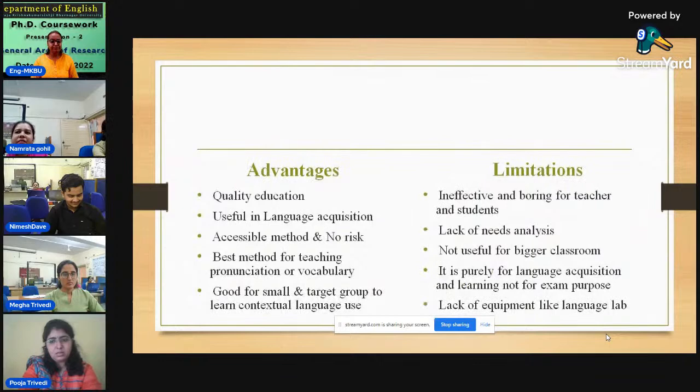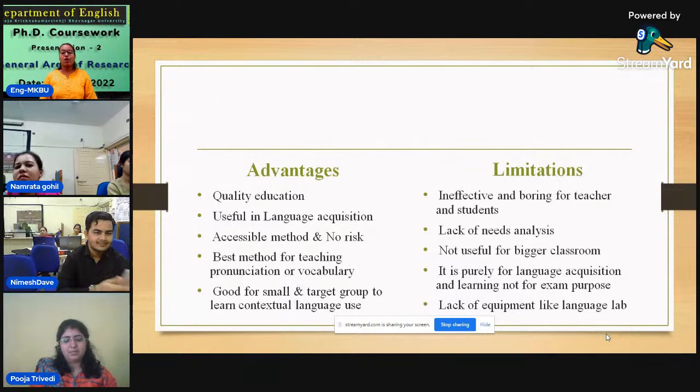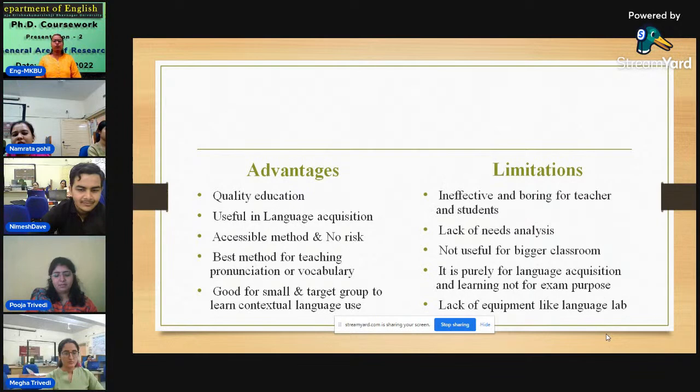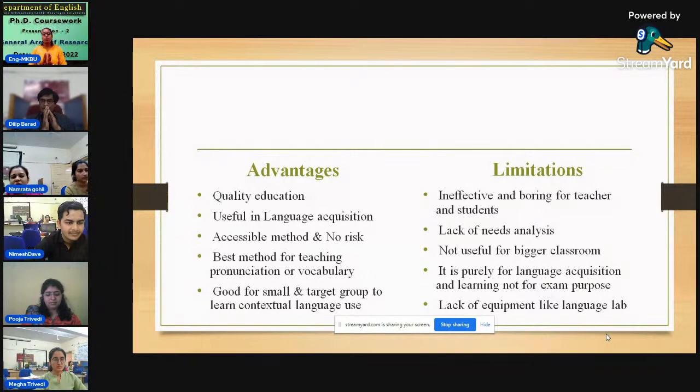There are some advantages and limitations of this approach. You all know that every approach and method has its own advantages and limitations as well. This approach has advantages like quality education you can give to your students, usefulness in language acquisition, and accessible methods in which you cannot find any risk. It is the best method for teaching pronunciation and vocabulary, good for a small target group. This approach does not work for a big class, or more people, but if you have a small target group of students, then you can work with this approach.